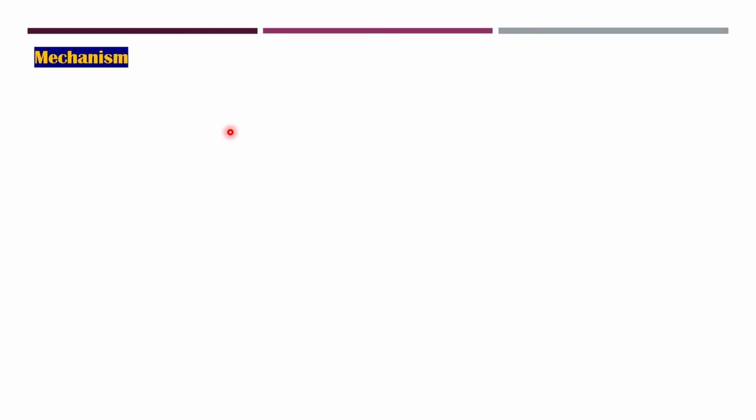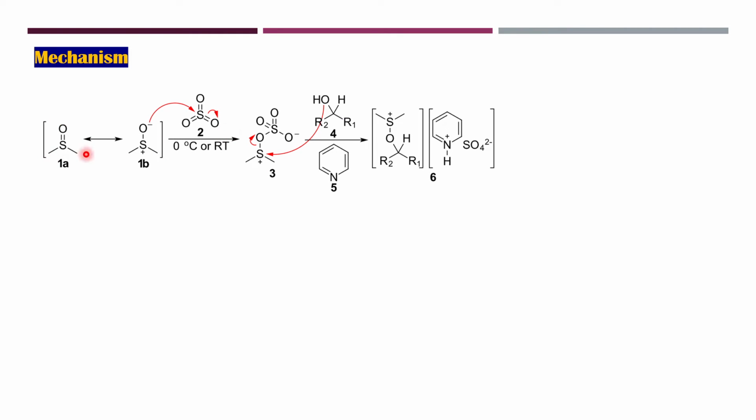So mechanism, as you can see, DMSO is there. This is the resonance structure of DMSO, and that can make a nucleophilic attack on SO3. That is how it is getting activated. The alcohol will make a nucleophilic attack on the S plus unit of the sulfur. So this cleaves away as sulfate, and this is the intermediate that we are forming over here, and that is being counterbalanced by this particular pyridinium sulfate ion.